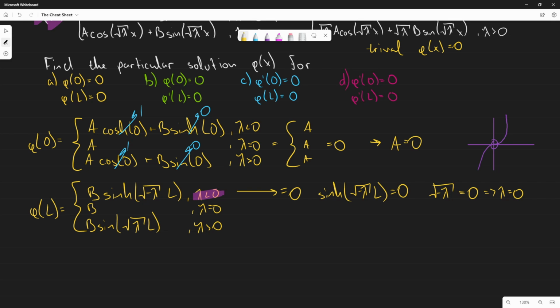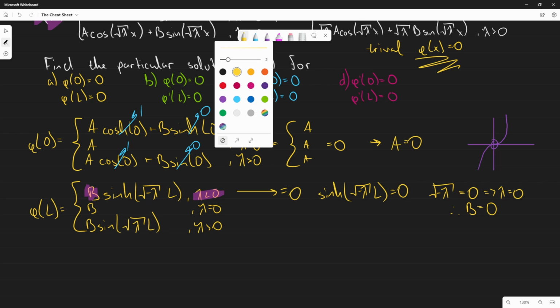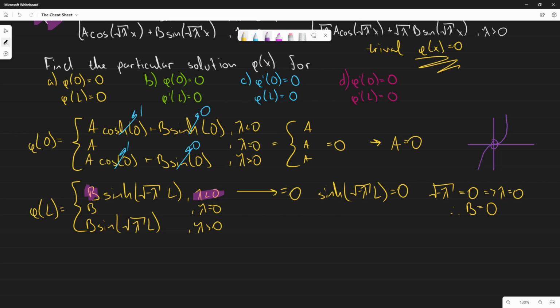And so this forces us to make b equal to 0, and this will give us a trivial solution. So we don't want that. Like I said, we don't want a trivial solution. We want a particular solution. So this part is no good.